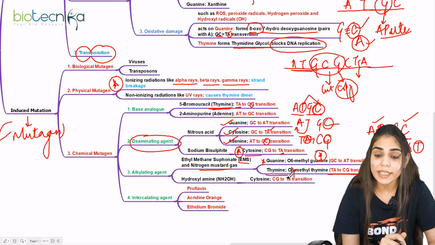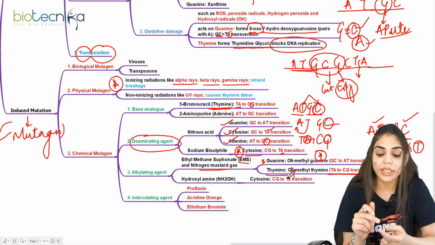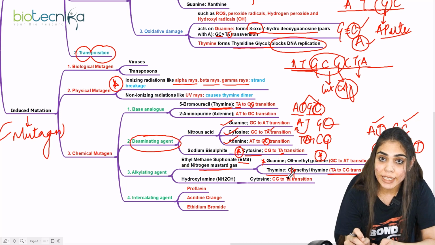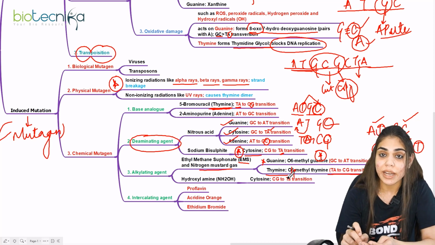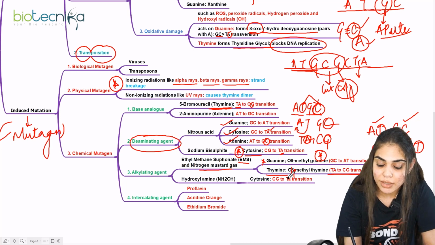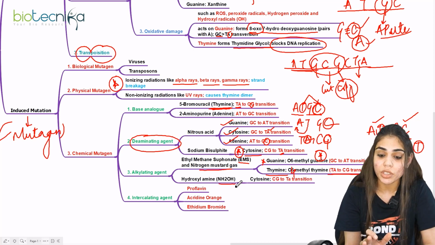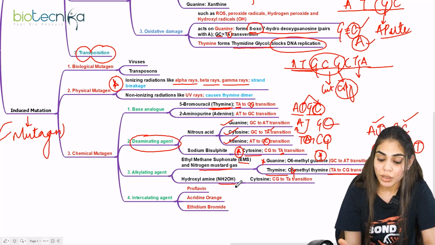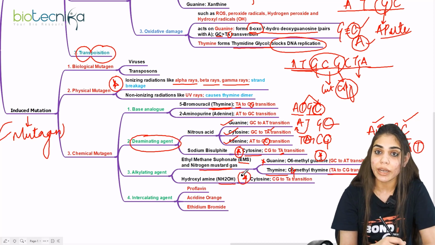So under alkylating agent you have one other example, that is hydroxylamine. So for deaminating agent we have seen nitrous acid, sodium bisulfite. For alkylating agent, one is EMS and nitrogen mustard gas, and the other is hydroxylamine. The formula for this is NH2OH. So you have to recall the formula. Sometimes they will not mention the word hydroxylamine, they will just write a formula and you have to deduce it. So it is specific for cytosine. So again it is specific only for cytosine nitrogenous base.